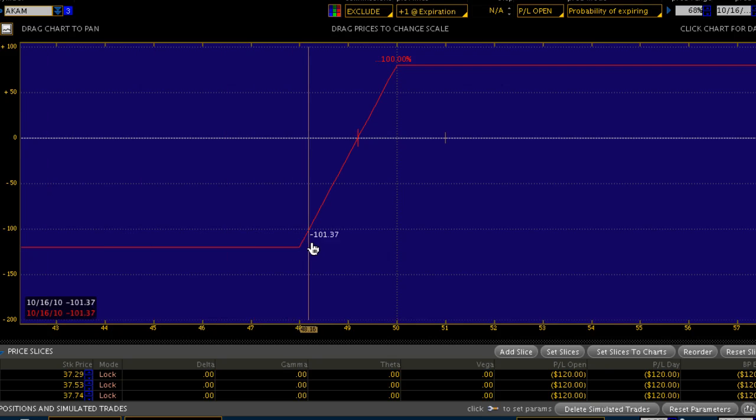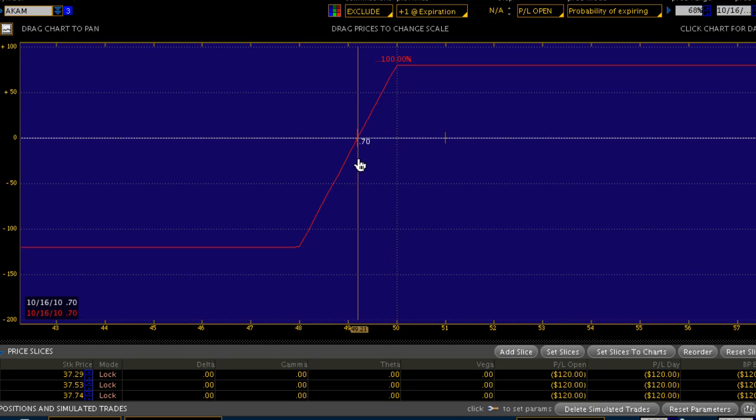So this vertical has two legs. We've got a 48 strike right here. We've got a 50 strike right here. So notice how the profit and loss changes as the stocks move away from their strikes. So basically here, anything at or below 48, we have a max loss on this spread of $120. As we move above 48, you can see that the losses begin to diminish until we hit our break-even point of 49.20 on this trade.